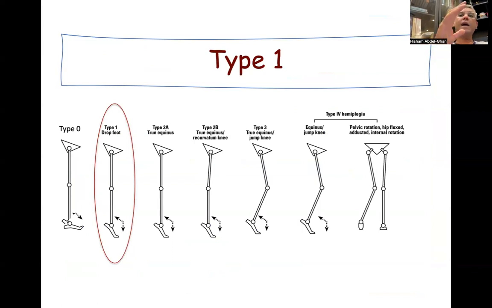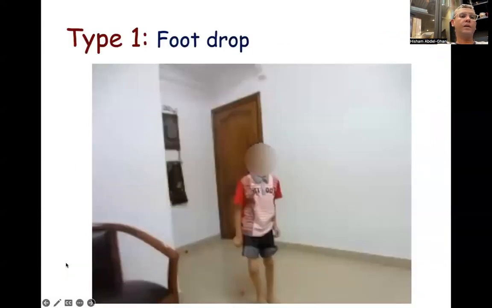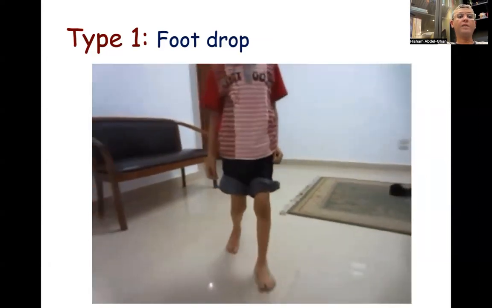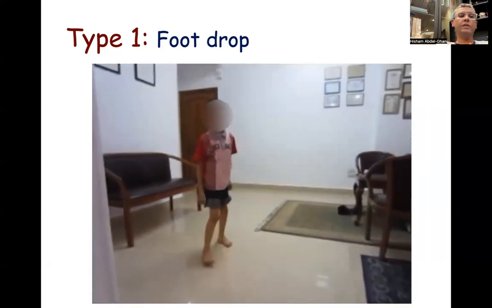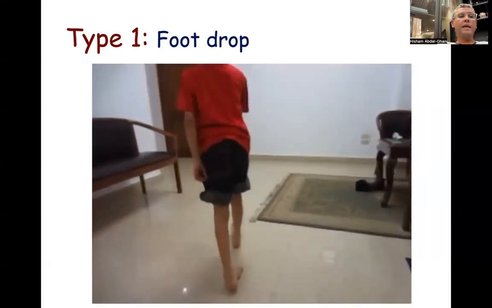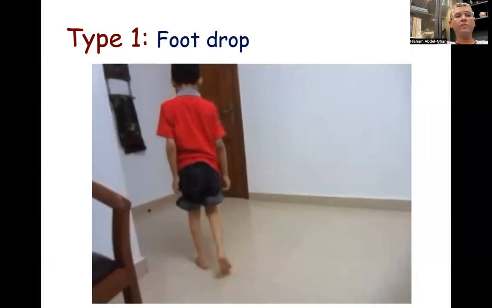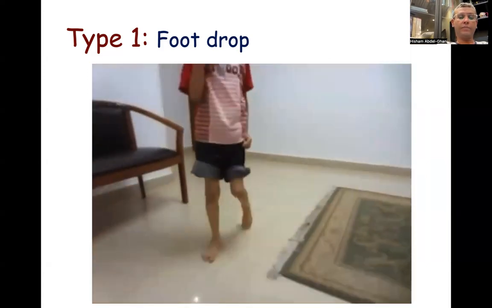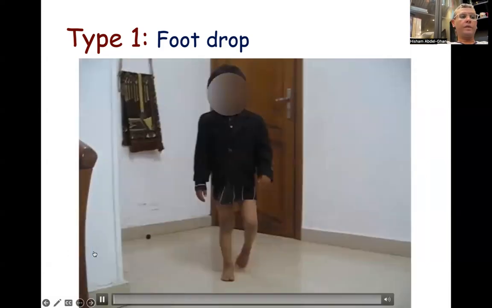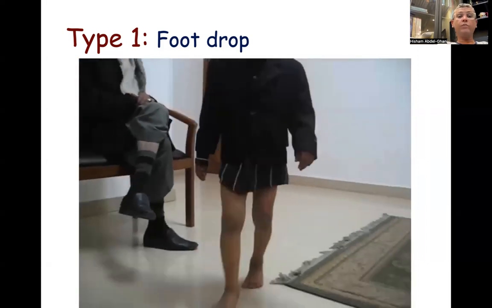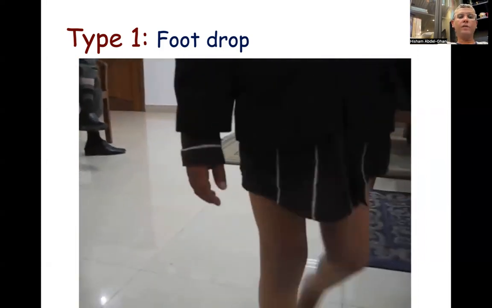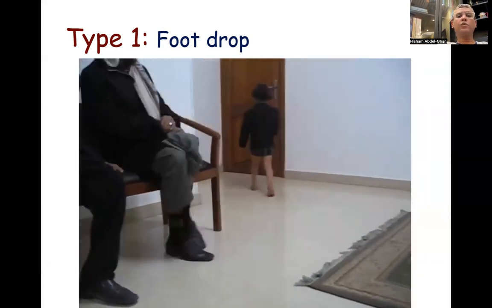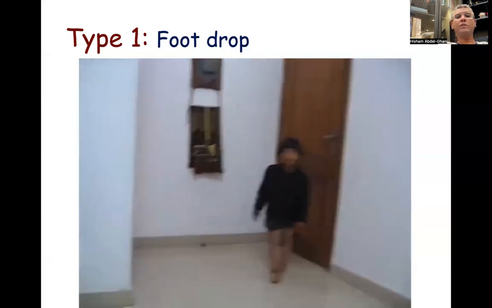Type 1 is foot drop. That means there is no active dorsiflexion of the ankle, like this child. He has foot drop, dragging of the foot on the ground. His heel touches the ground completely. This means that there is no plantar flexor shortening. Another child also has foot drop and dragging of the toes on the ground, but he has mild shortening of the plantar flexor, so the heel cannot touch the ground.